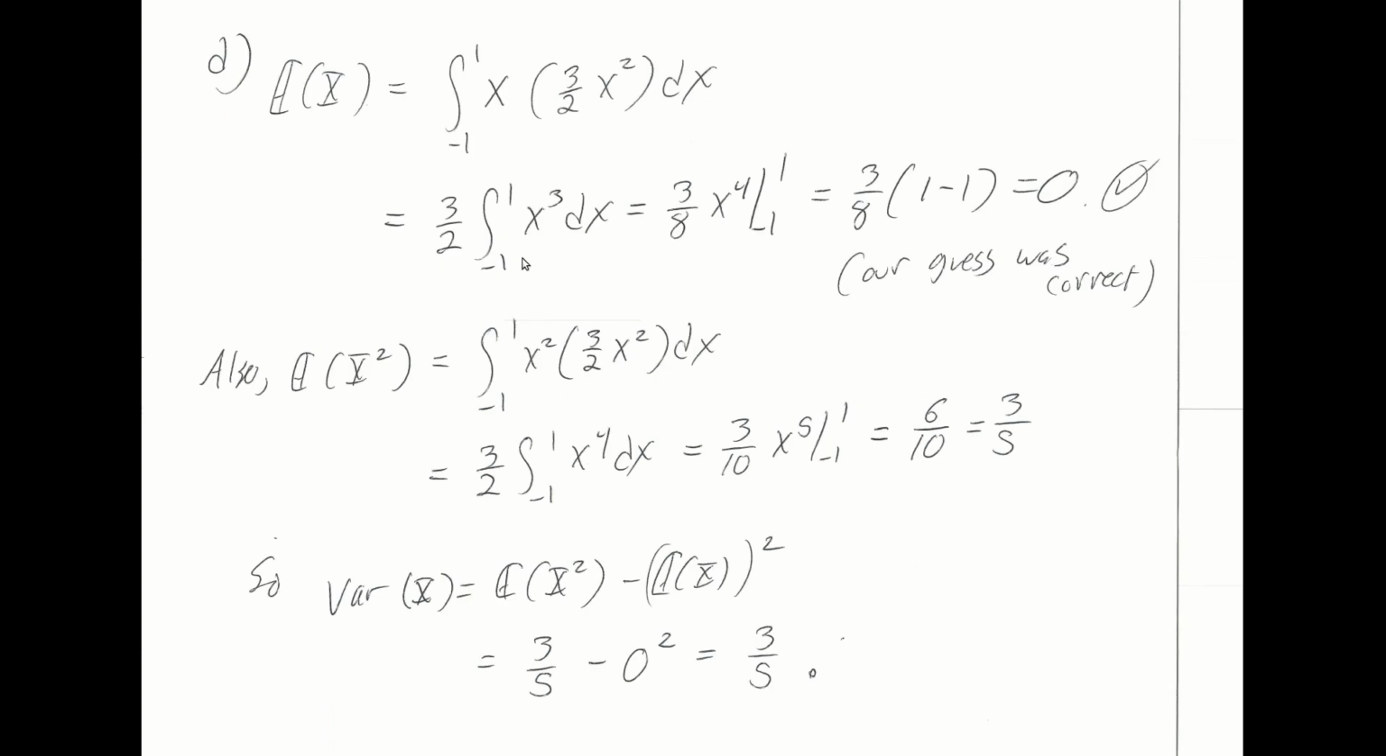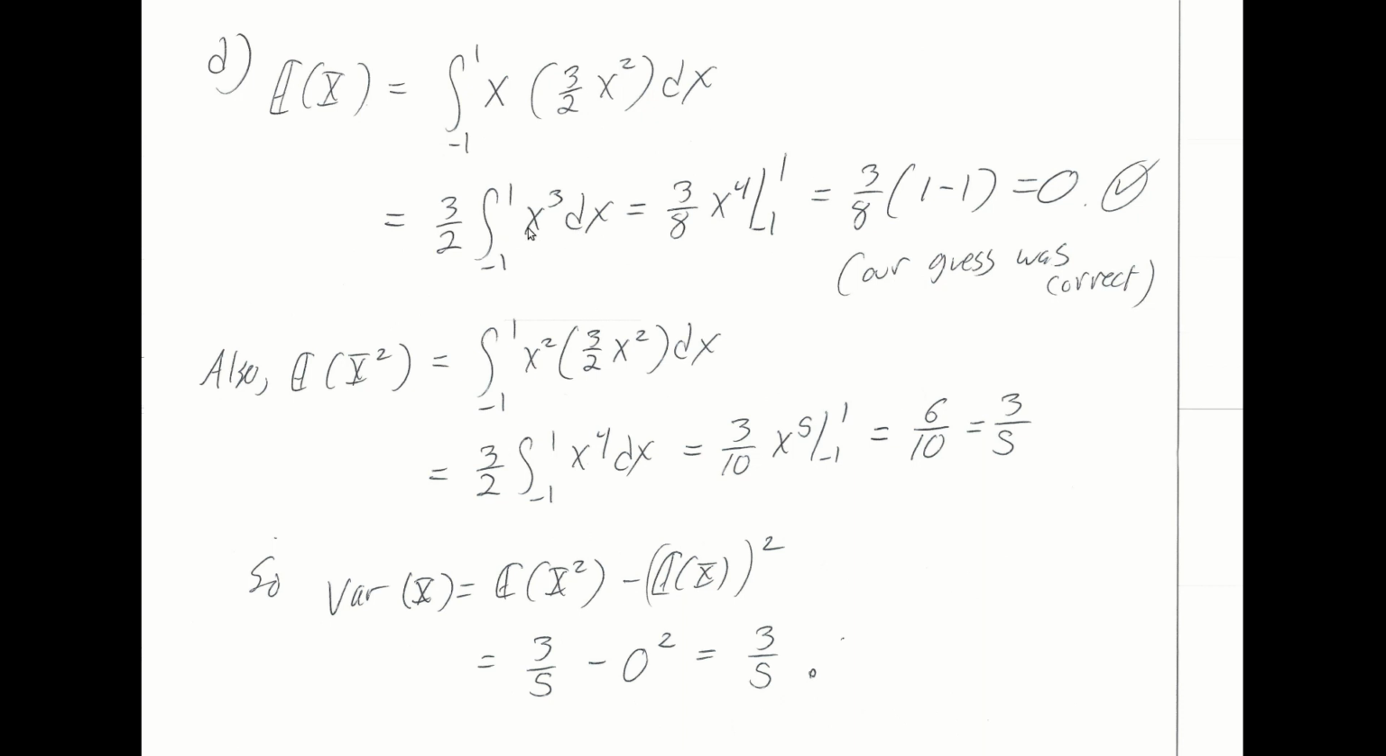Let's compute it. So the expected value would be the integral of x times the density function across the whole real line. The density function is only non-zero between -1 and 1, so we end up with the integral from -1 to 1, and we've got x times that density function. I'm pulling the 3/2 out front, I'm collecting my powers of x to be x cubed, and I'm looking at x cubed dx.